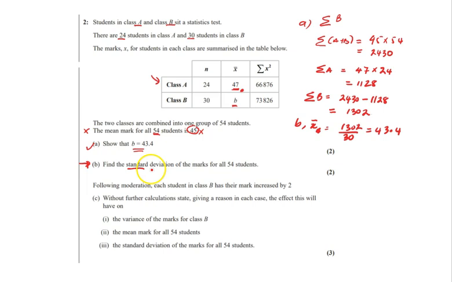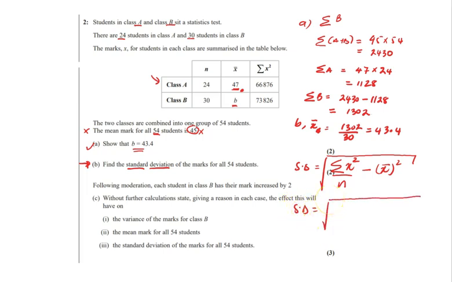Part B of the question, we want to find the standard deviation. Remember, this formula was given in the formula booklet. It's given but in a disguised way, so you have to remember the formula. I'm going to use the standard deviation formula, which is the square root of the summation of x squared over n, minus the summation of x over n, all squared, which is x bar, the mean, squared.